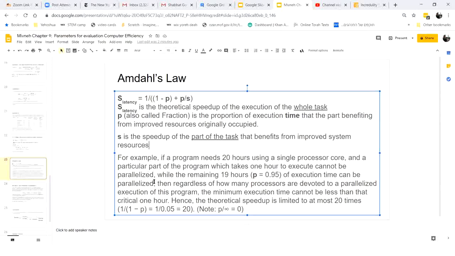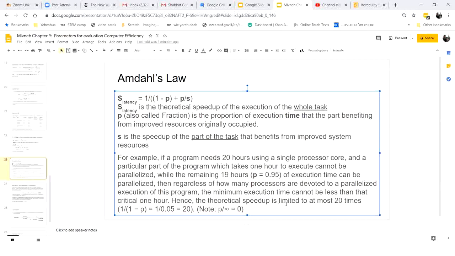Then, regardless of how many processors are devoted to a parallelized execution of this program, in other words, I'm going to throw at it as many as I want, the minimum execution time cannot be less than that critical 1 hour. In other words, the 1 hour, which cannot be parallelized, is going to hold me back. It'll be 1 hour plus a tiny amount.